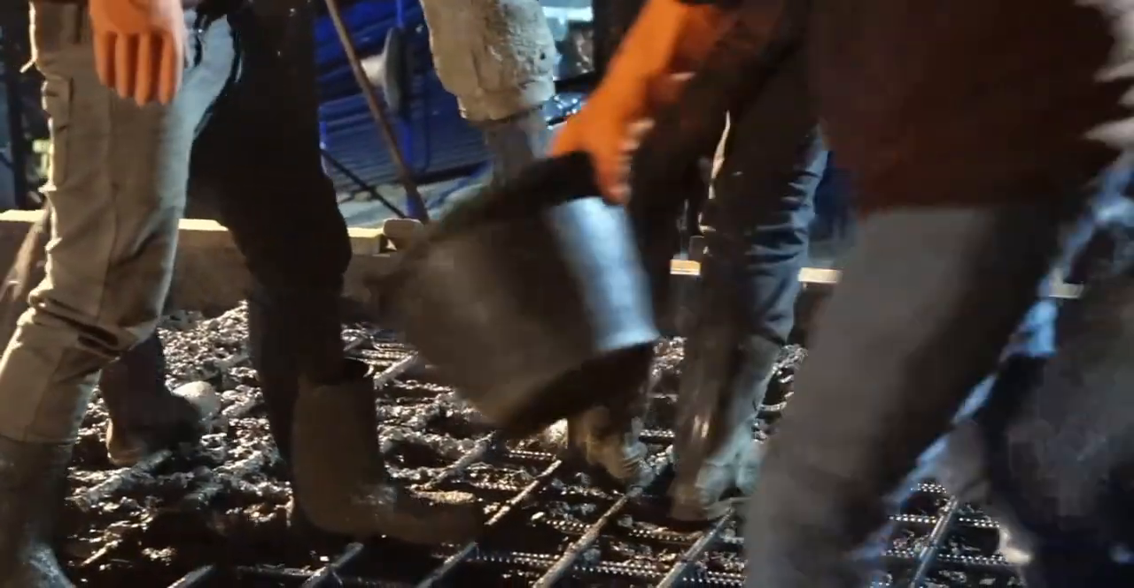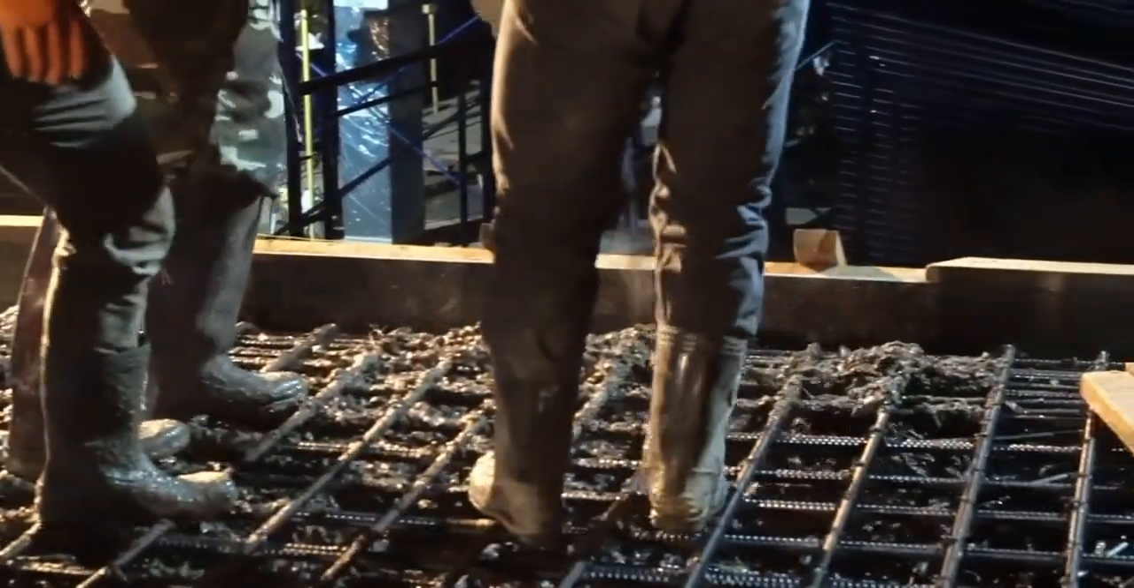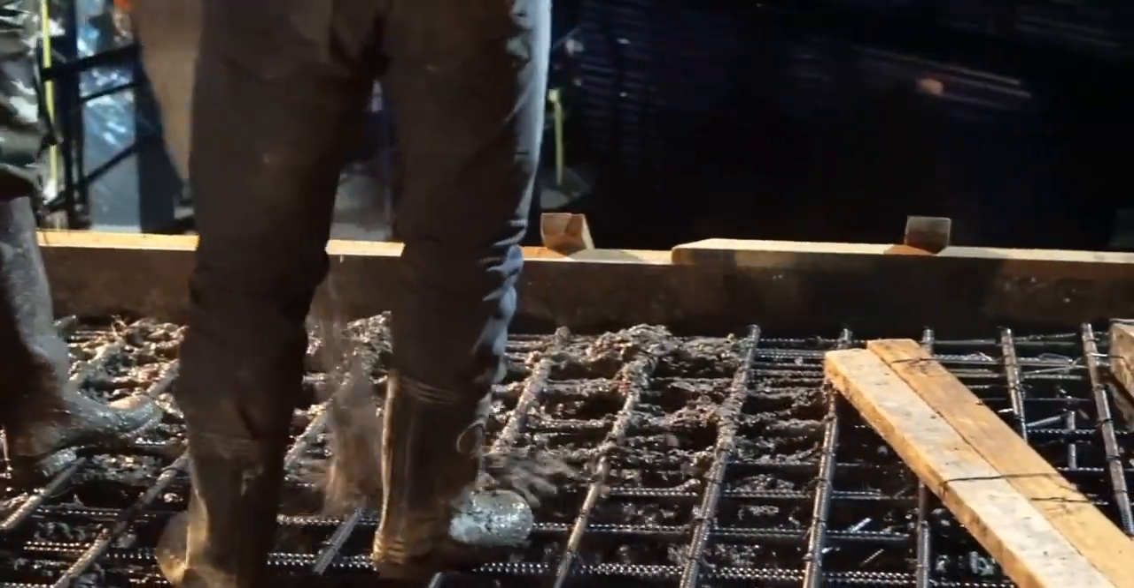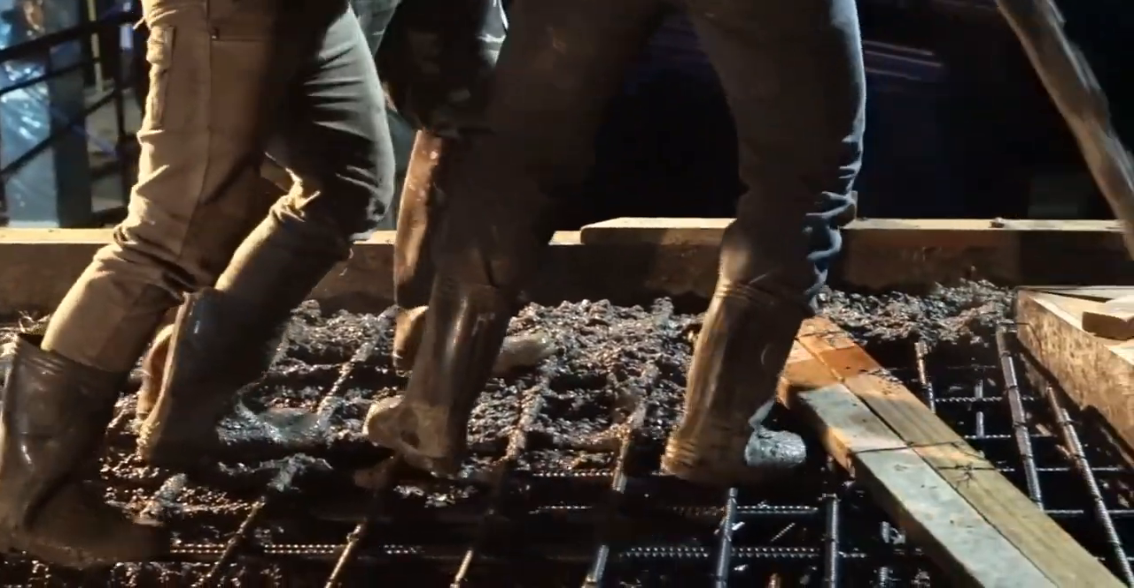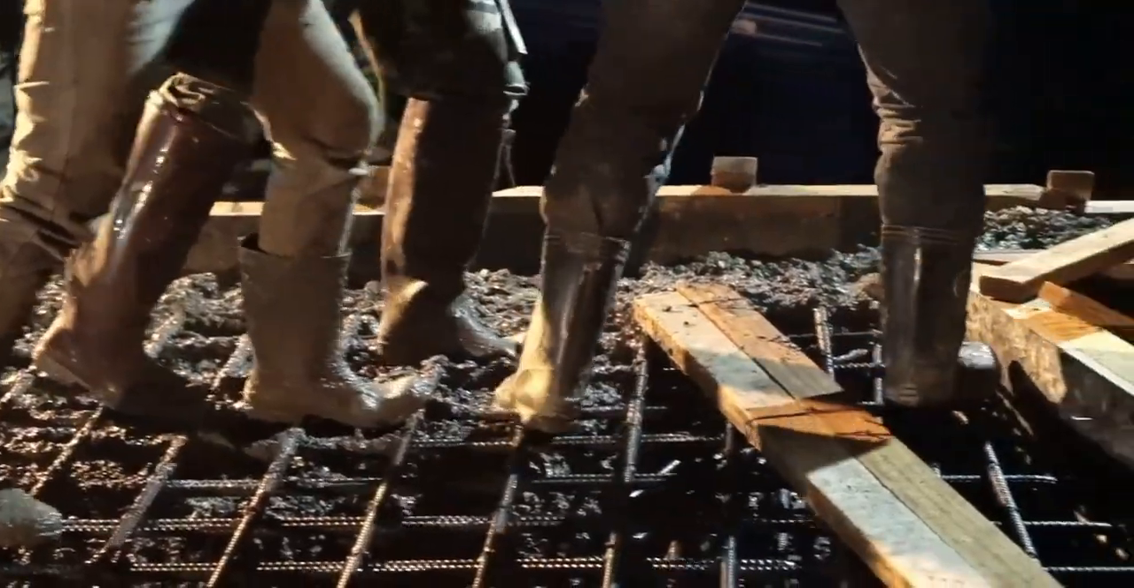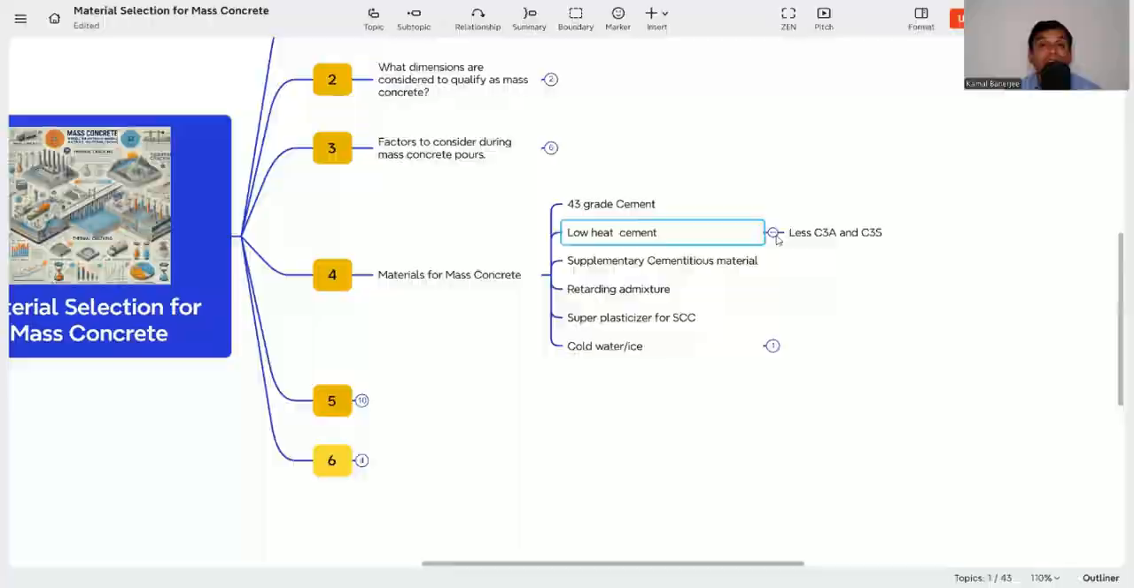Now it is always advisable that we should use supplementary cementitious materials like pulverized fuel ash, GGBS, or microsilica. What is the benefit? There are two benefits. These are all byproducts, so by using them we are giving environmental sustainability. And another benefit is that they give a low heat of hydration, so the temperature of the concrete will be less.